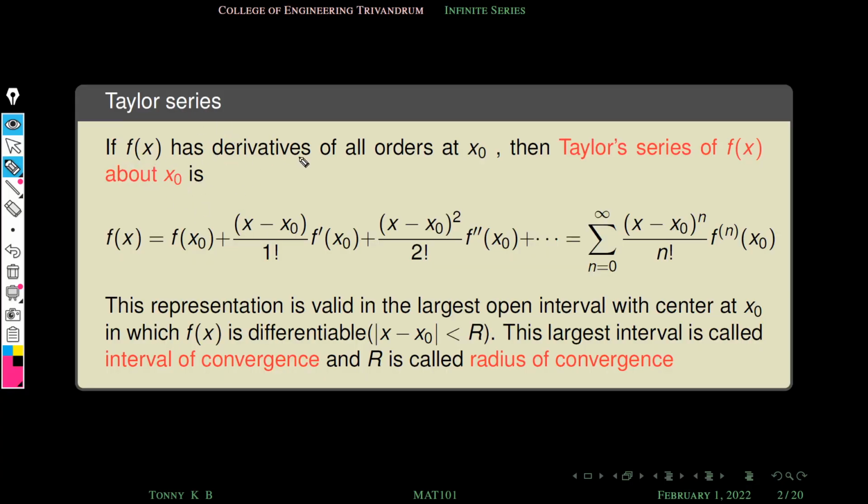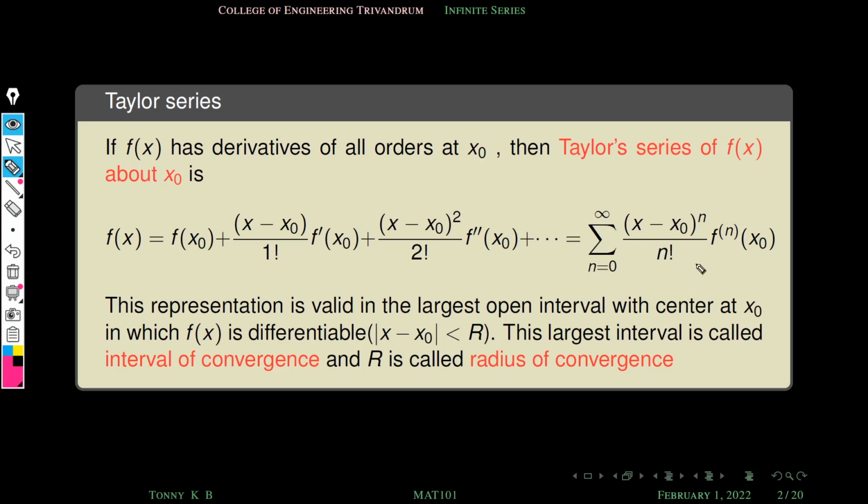If f of x has derivatives of all orders at x naught, meaning f dash of x naught, f double dash of x naught, etc. everything exists, then the Taylor series of f of x about x naught is defined like this. f of x is equal to f of x naught plus (x minus x naught) by 1 factorial into f dash of x naught. f dash of x naught means first derivative at x naught. Plus (x minus x naught) squared by 2 factorial into f double dash of x naught, that means second derivative of f at x naught, plus etc.